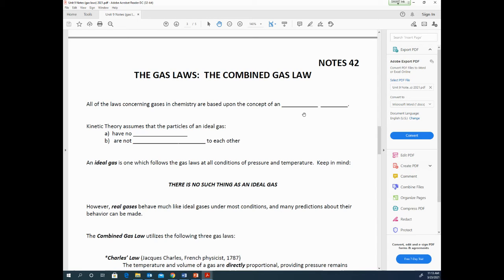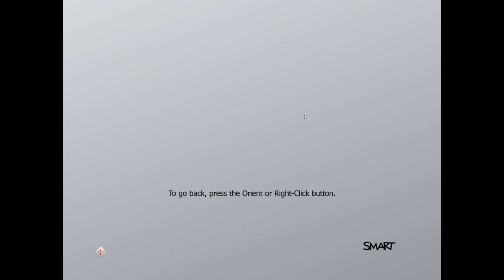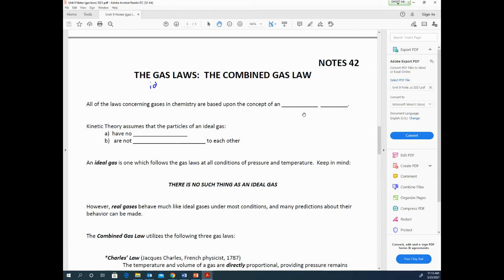All of the laws concerning gases in chemistry are based upon the concept of an ideal. Oh no. It's all messed up again. Okay, there we go. Of an ideal gas.